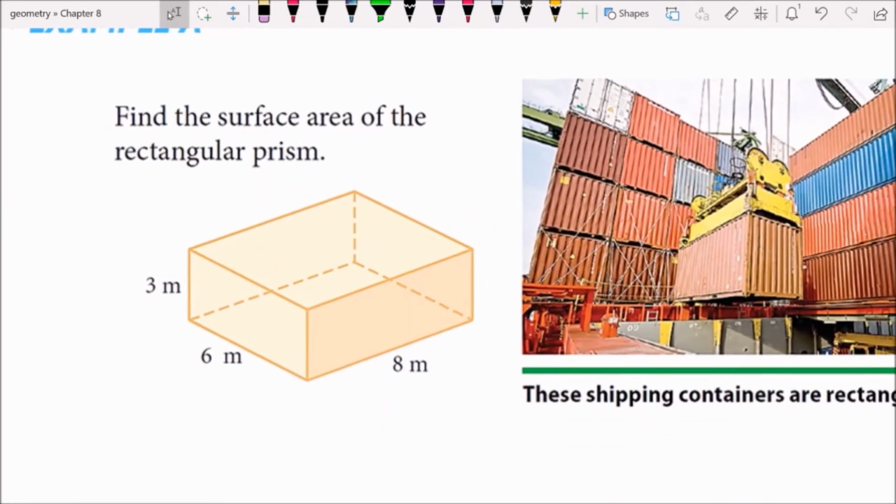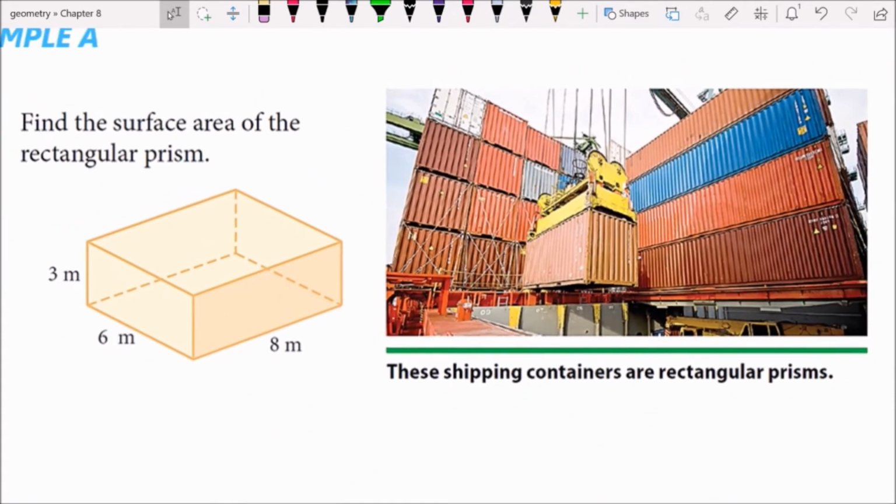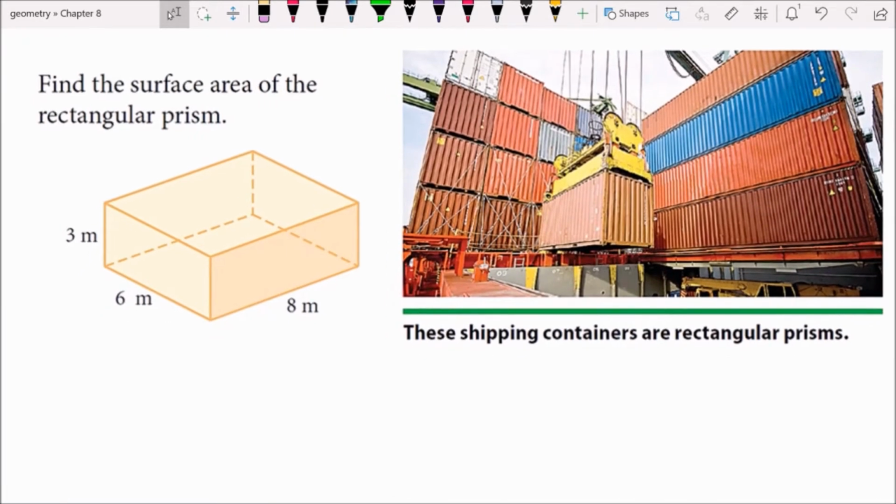Okay, let's do an example of a rectangular prism. As I was saying earlier in the video, all we're going to do is find the area of each of the faces. I'm going to start with the one over here on the left first. That's 3 by 6, so this is 18 square meters. Because it's a prism, the opposite side is the same, so this one's going to be 18 as well.